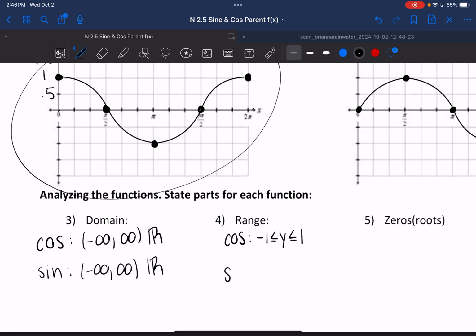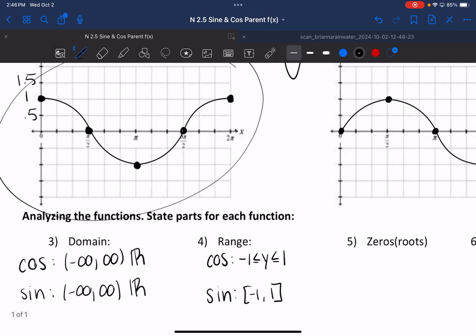All right. What about for sine? Same thing. So negative 1 to 1. Again, I'm good with whatever you choose to write it as. Okay. Then the next question wants to know where the zeros are. So for cosine, where are my zeros or my roots? For cosine, we've got one at pi over 2 and another one at 3 pi over 2. If you were writing those as coordinate points, that'd be pi halves, 0 and 3 pi halves, 0.